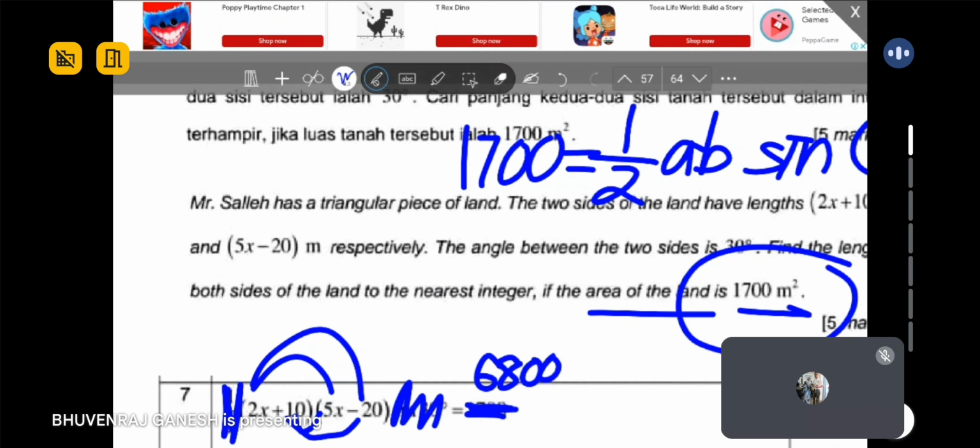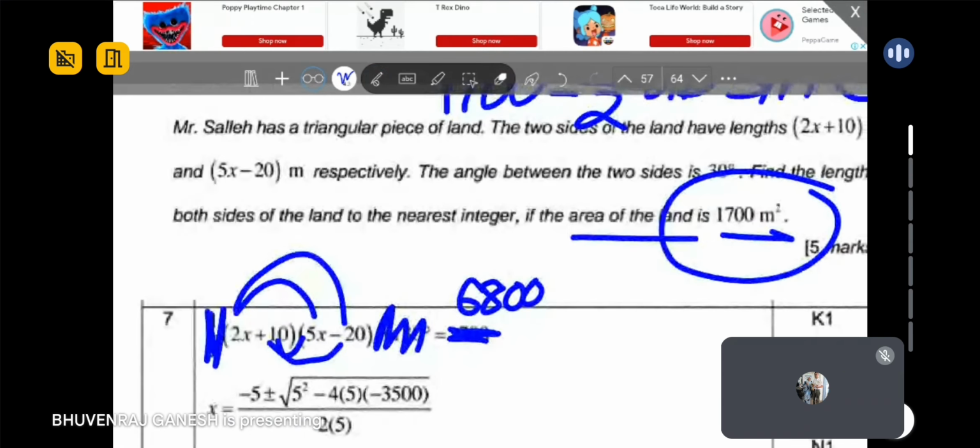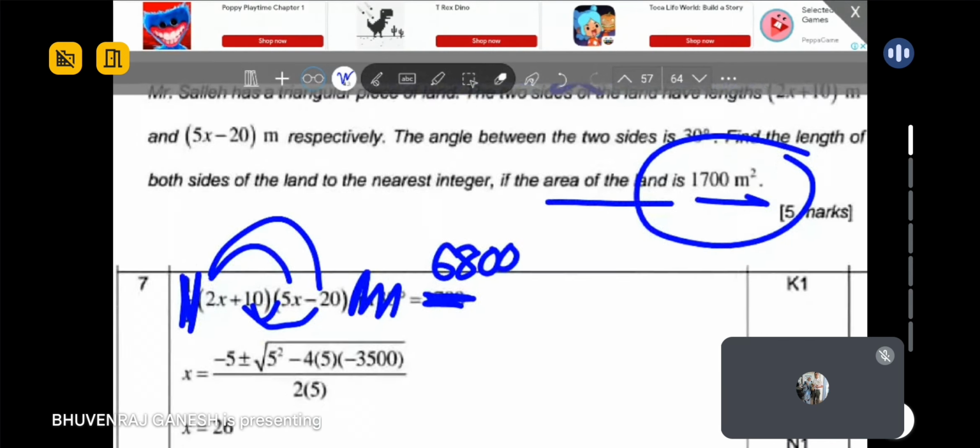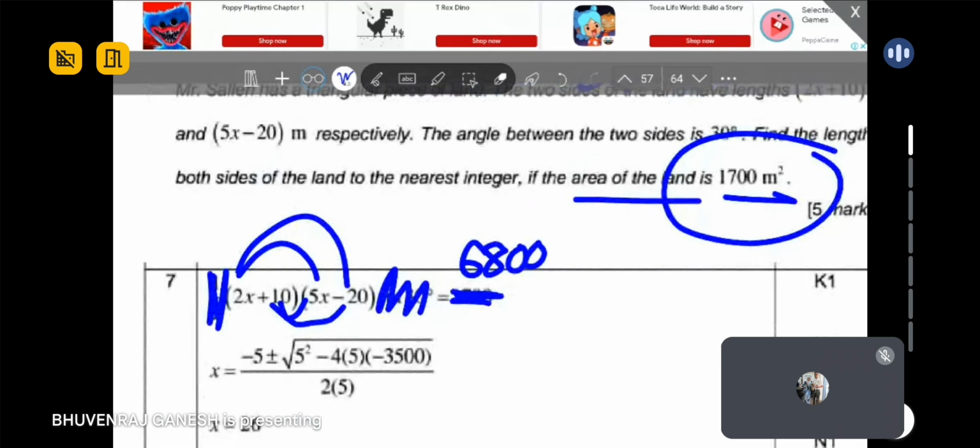Okay, wait, let me check and see. Yeah, correct. Okay, guys. So this is your equation lah. Ini persamaan kamu. So now you just need to rearrange in quadratic. Okay, so over here you cannot factorize. Kamu tak boleh faktorkan persamaan kuadratik. So you need to use the quadratic formula.